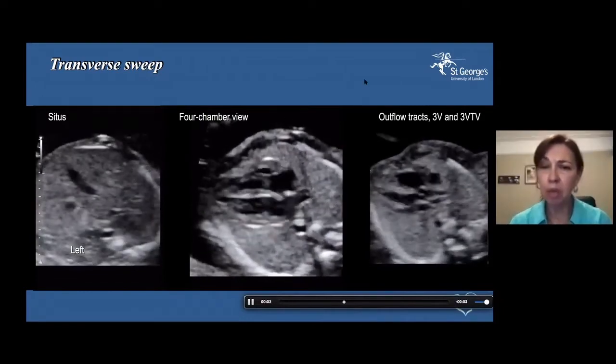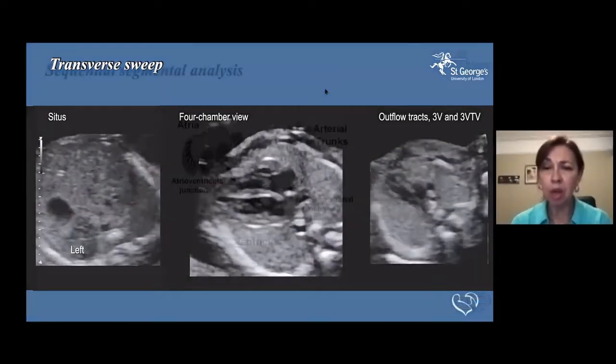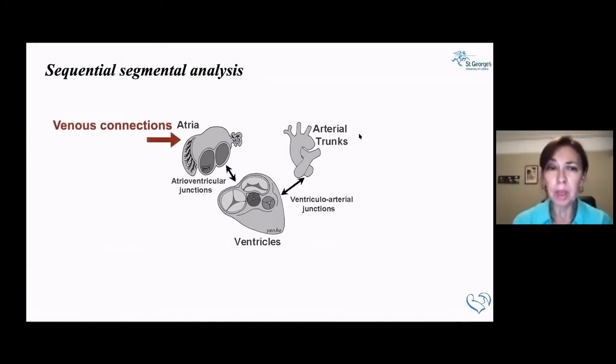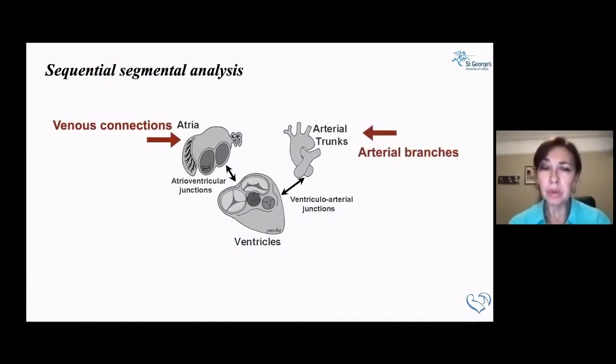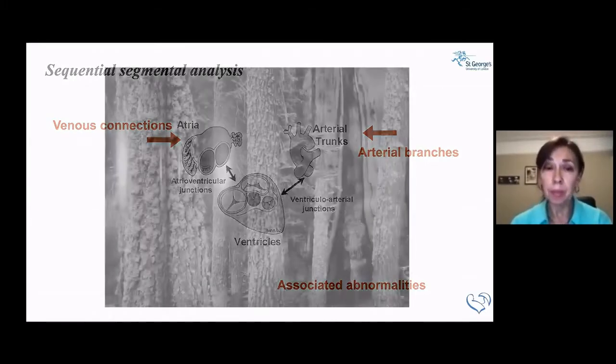So this is part of the screening, and the images are in black and white. Today we're going to concentrate a bit more on what comes before the atria, the venous connections, and the arterial branch, the smaller vessels, and very briefly touch on some abnormalities just to show examples of how we can improve some of the details.